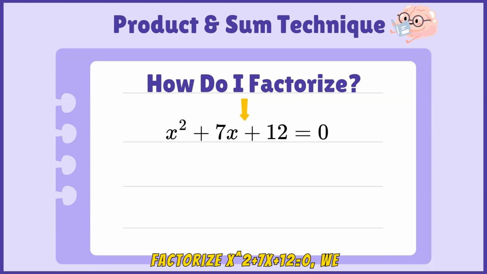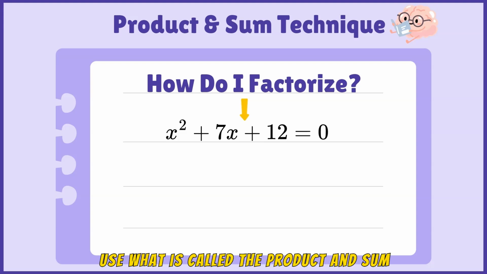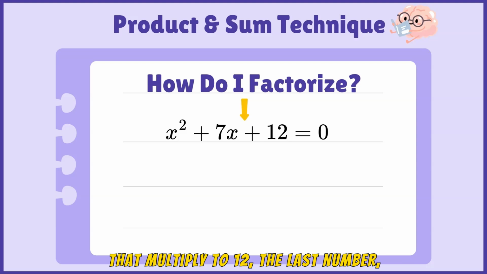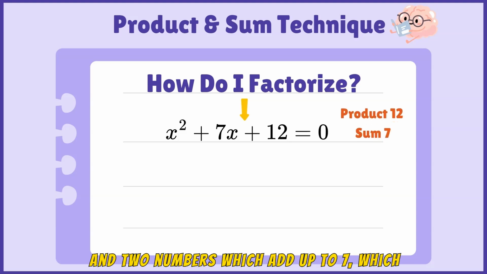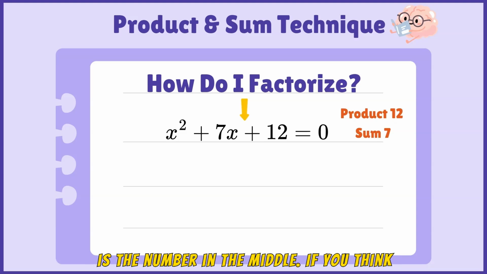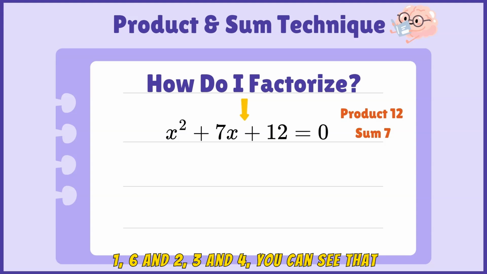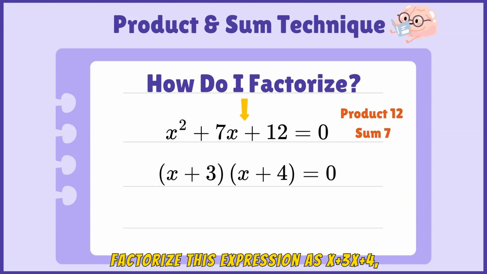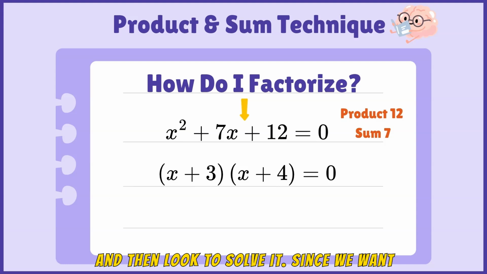Say you're trying to factorize x squared plus 7x plus 12 equals 0. We use what is called the product and sum technique, where we look for 2 numbers that multiply to 12, the last number, and 2 numbers which add up to 7, which is the number in the middle. If you think of all the possible factors of 12, 12 and 1, 6 and 2, 3 and 4, you can see that 3 times 4 is 12, which works well for the last term, and 3 plus 4 is 7. So we can factorize this expression as (x + 3)(x + 4), and then look to solve it.